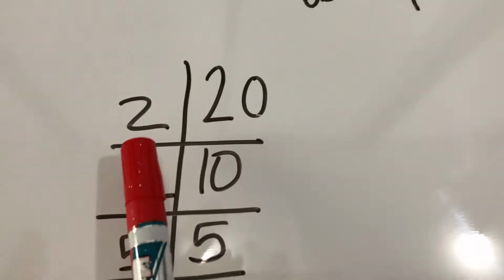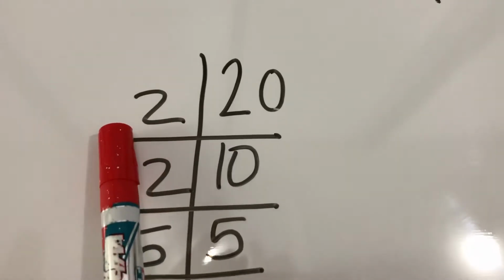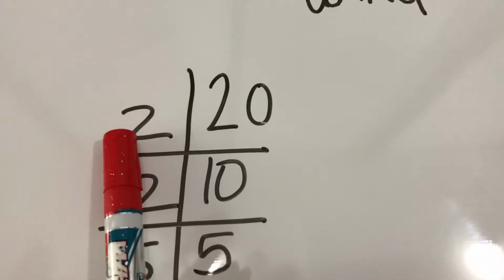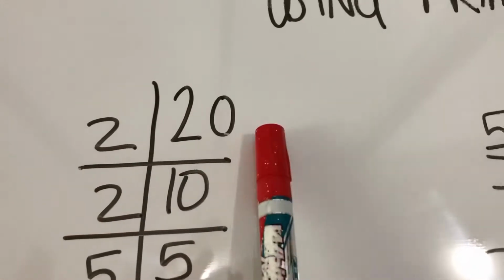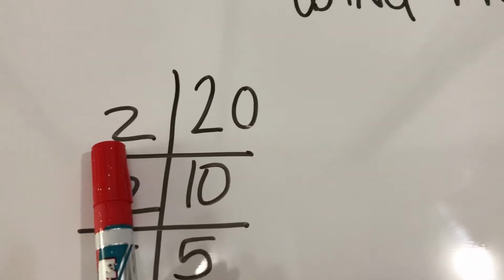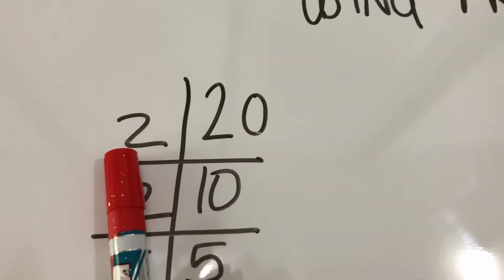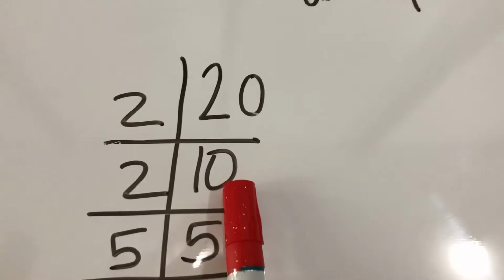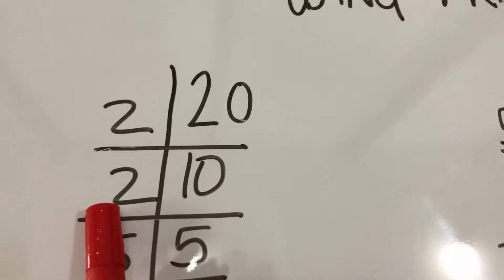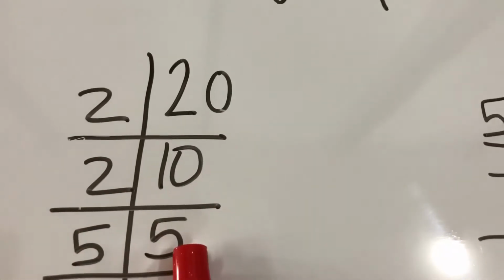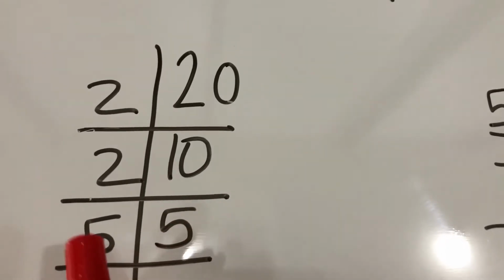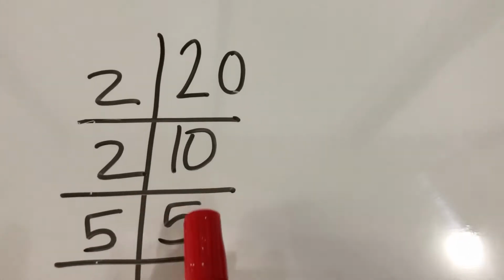You do this by dividing by the smallest prime factor that can go into 20. So obviously if it's an even number, 2 is the smallest prime factor that will go into 20. 2 into 20 goes 10 times. Then you try 2 again. 2 into 10 goes 5 times. And now it's clear the next prime number that goes in there is 5.